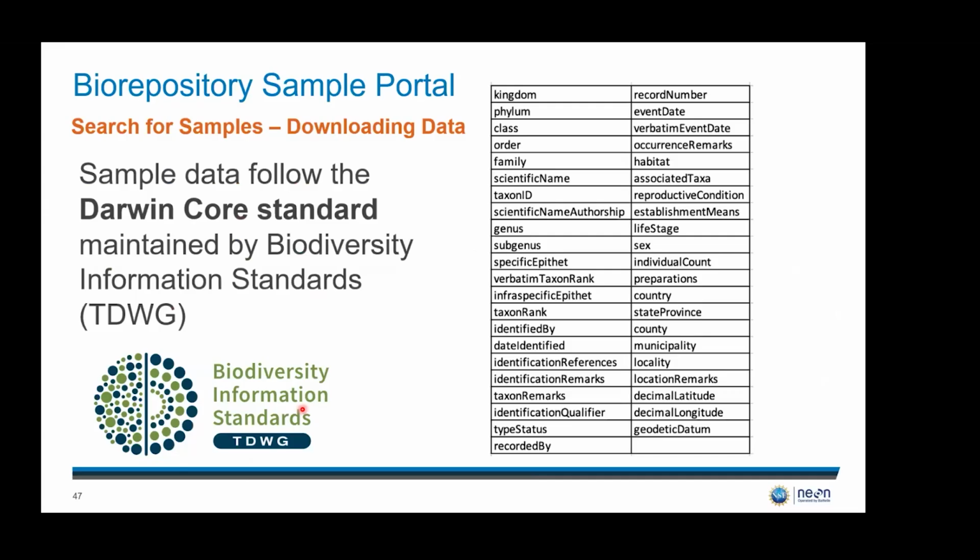So if you are familiar, the data do get downloaded according to the Darwin Core standard, which is maintained by TDWG. And this is because, of course, it is a standard that we like to adhere to, but it also means you can easily combine that data with other sources that are in Darwin Core if you really, really wanted to.